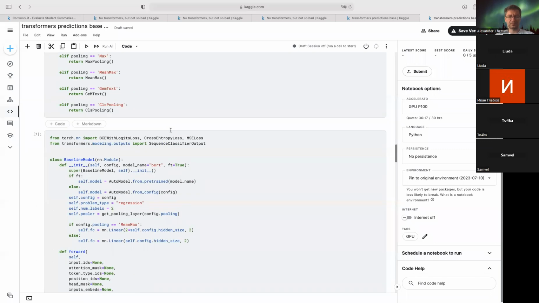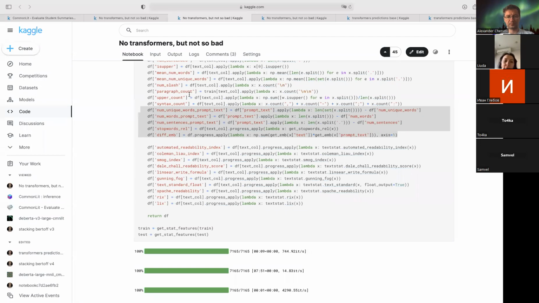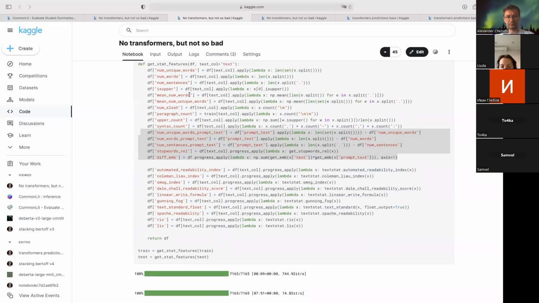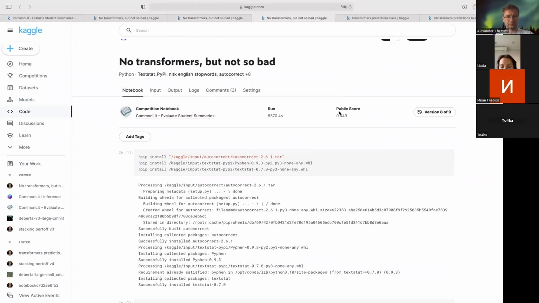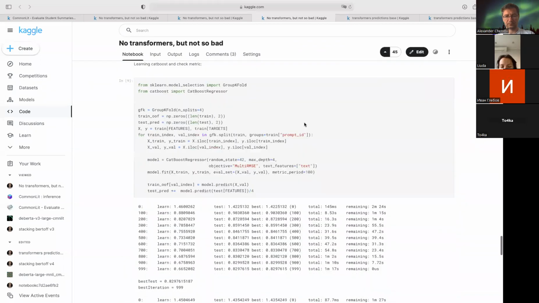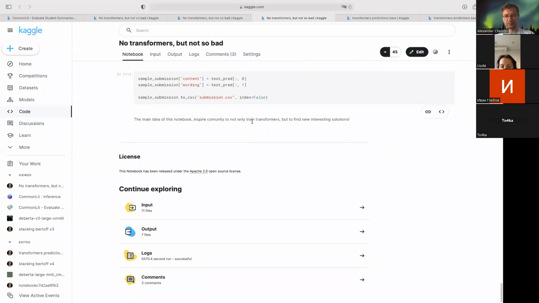Yes, and this notebook has the best result. There are also notebooks with the classic approach, where you build features, and in this competition you can find several of them, but with much worse results, about 600 or 1,000 places. And like I said at the end of this notebook, the main idea is to inspire the community not only to train transformers but to find new interesting solutions.